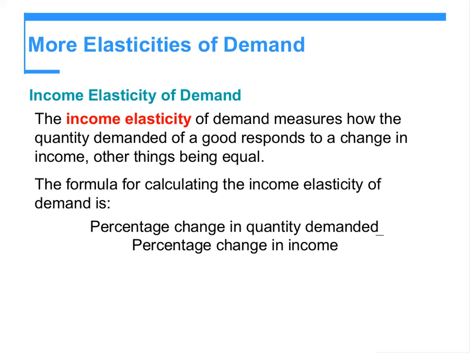So, income elasticity of demand. The income elasticity of demand measures how the quantity demanded of a good responds to a change in income, other things being equal. The formula for calculating the income elasticity of demand is this. As you can see, the income elasticity and cross elasticity formulas have the same basic principle, the percentage change in quantity demanded. But this part changes: the percentage change in income. So we want to see how, if your income changes, your quantity demanded changes.